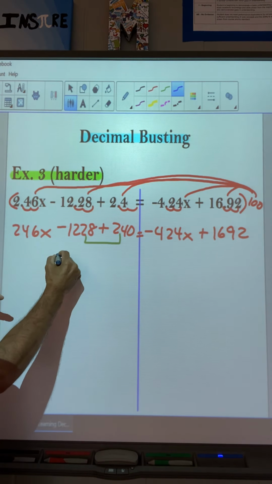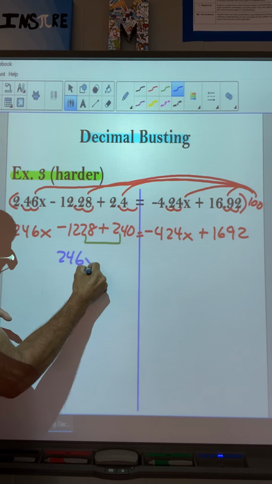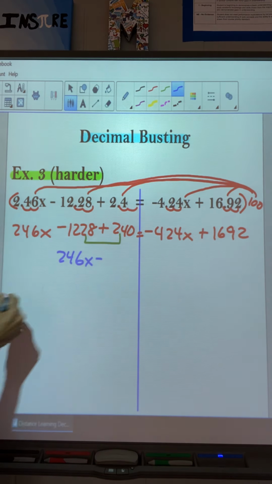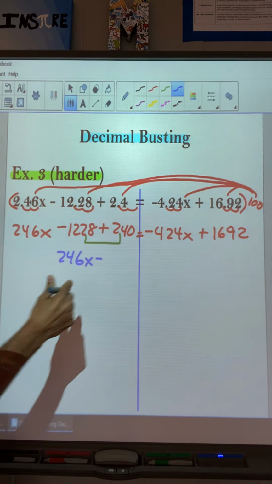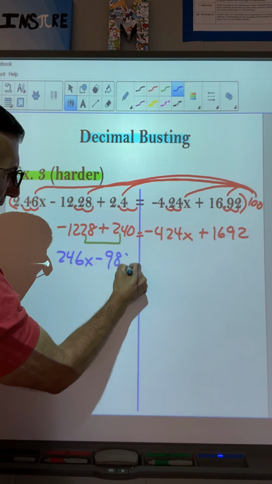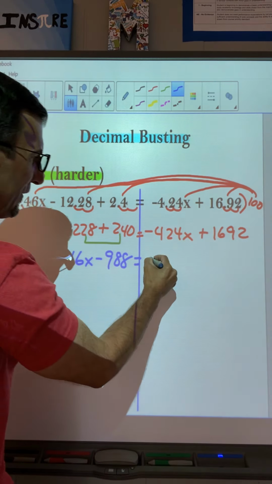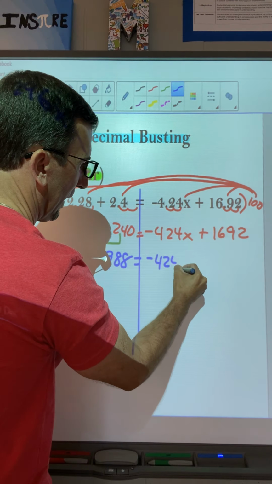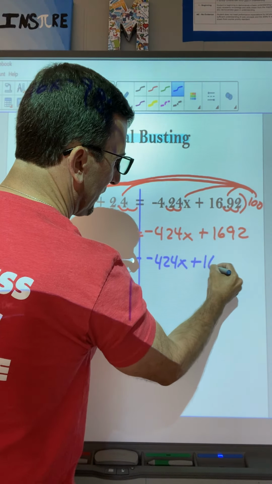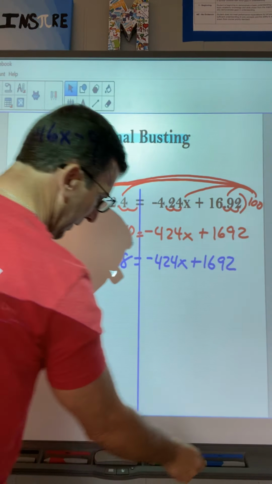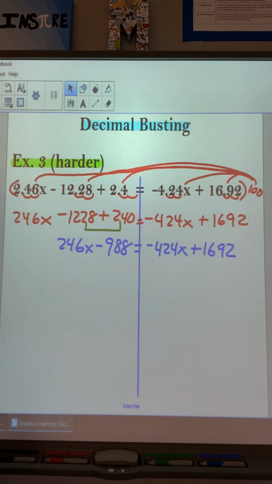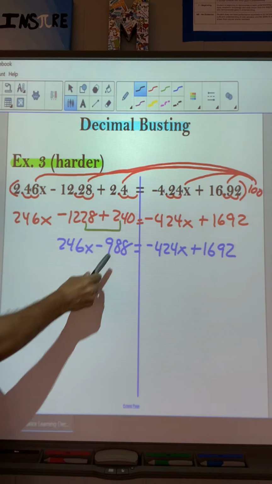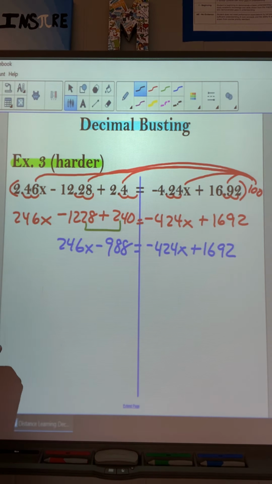So now I bring this down, 246x. Put those two together, and we should come out to be about 988. Bring this down, negative 424x, and bring that down, 1692. And you can double check to see if I did my math right.